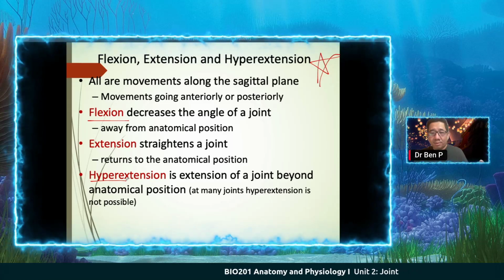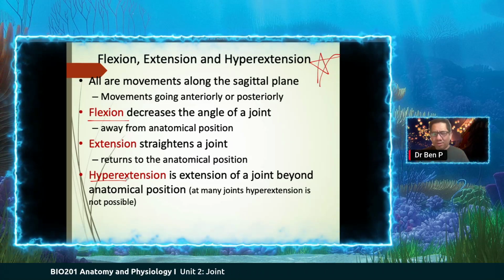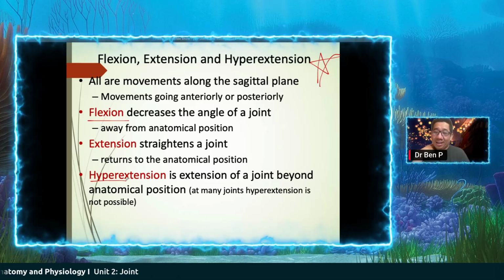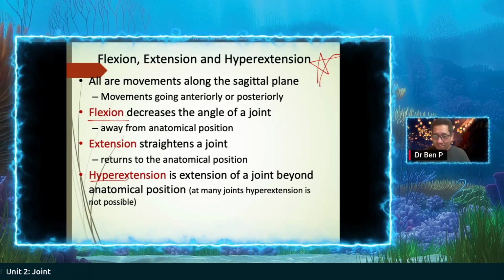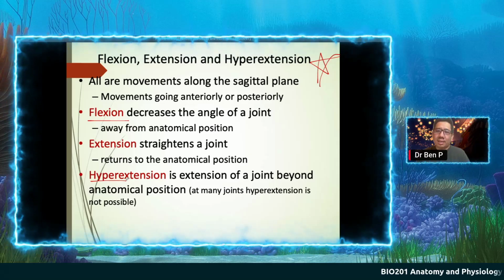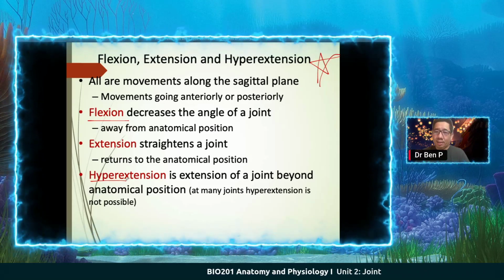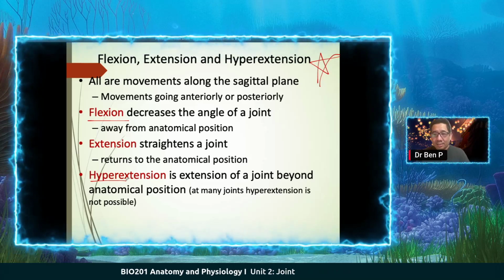For example, you could hyperextend your knee. No, not your knee, your neck. Sorry, your neck. So when you bend your neck down like this, this is flexion. As you're going up, this is called extension. But if you're going way back, that's called hyperextension. Okay, hyperextension. And same thing with your arm.